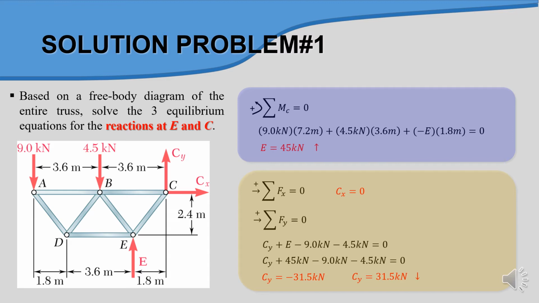So Cy and Ey are in the positive direction and the rest are in the negative direction. So we have Cy plus Ey minus 9 kilonewton minus 4.5 kilonewton is equal to 0, and finally you will obtain the value of Cy is equal to negative 31.5 kilonewton. The value is negative, so the Cy direction you preset, upward, is wrong, and the correct one is the downward direction.